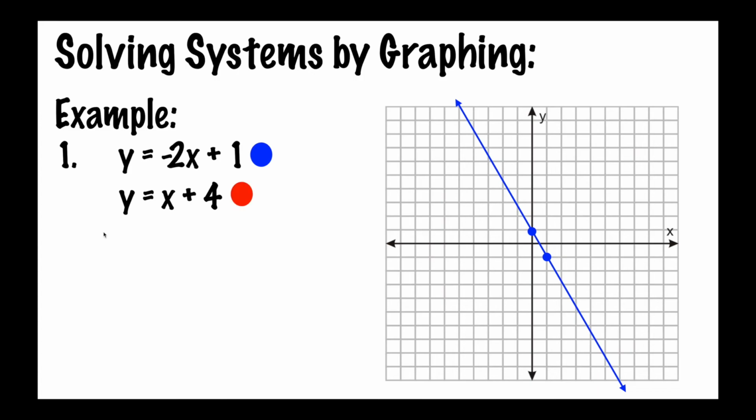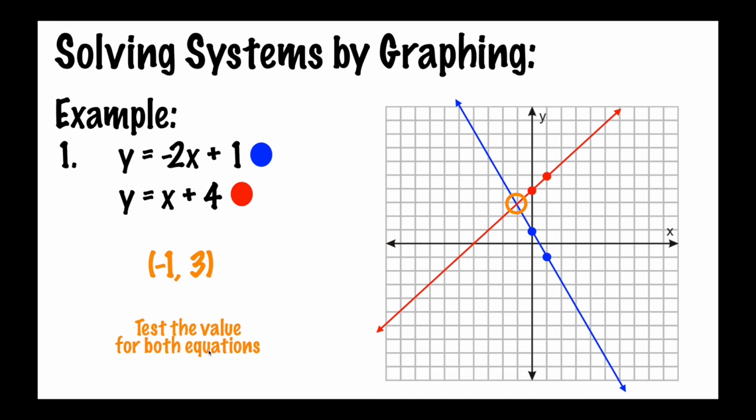With our other line here, which I'm going to show in red, this one is going to have a y-intercept at 4, so I'll make a point at positive 4. Its slope is going to be 1, so this is going to be a positive line going up 1 over 1, and we'll graph that. Now again, wherever these lines cross, that will be the solution. So since they cross right there, at negative 1, comma 3, that would be our solution. It's important that we then test the value for both equations.